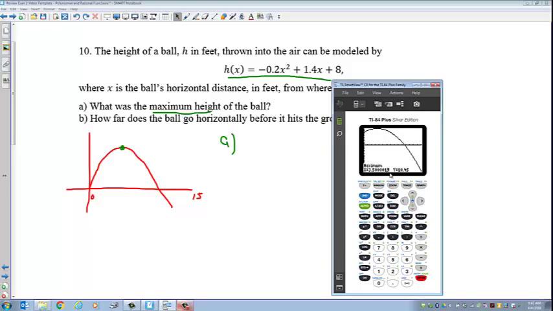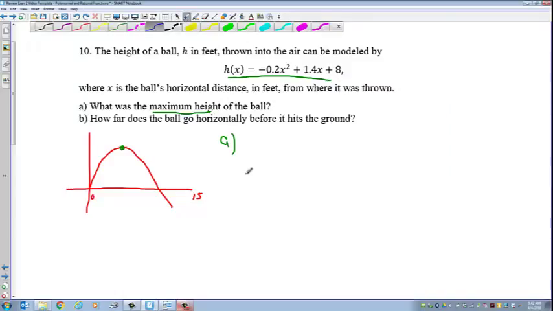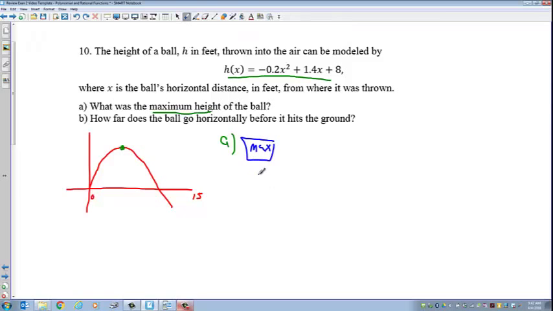And it's going to pop up here, and it says x is 3.5 and y is 10.45. So now you have to figure out which one they want. Well, they want the maximum height, which is not the input, but the output. So right here, I might write something like max, because I find the maximum. And so the maximum height is equal to 10.45 feet.